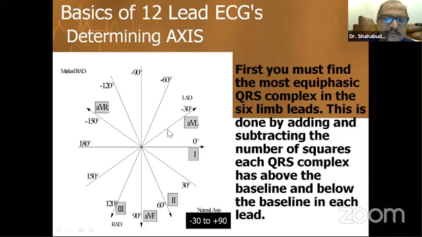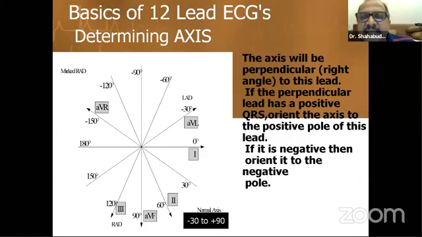So leads 1, 2, 3, aVF, aVL, and aVR. We will have to find which lead is equiphasic in these 6 leads, and then find which lead is approximately 90 degrees to this lead, that is, perpendicular, at a right angle to this lead. If this perpendicular lead has a positive QRS deflection, the orientation is toward the positive pole of that lead, and if it is negative, it is toward the negative pole.